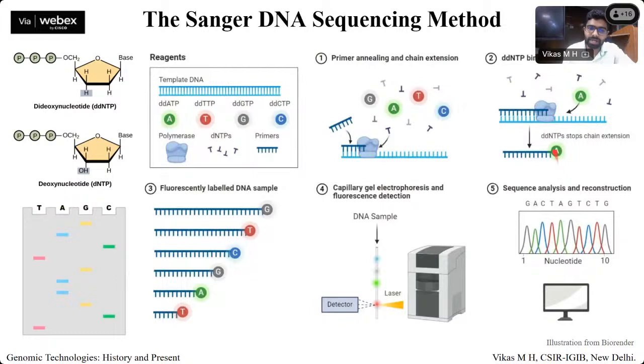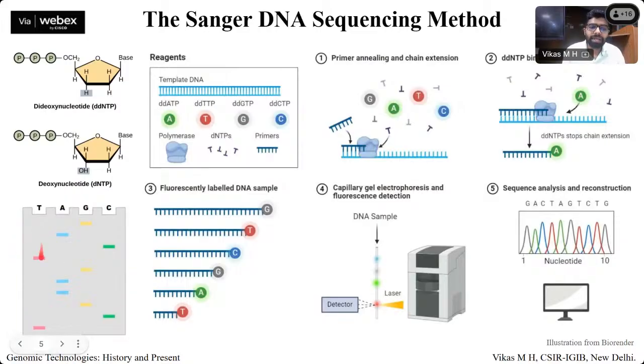So once it stops, the fragment is stopped there itself. But the rest of the molecules, where there might be incorporation of a normal dNTP, the reaction continues. So once we do this enough times, we will be able to get a pattern like this.